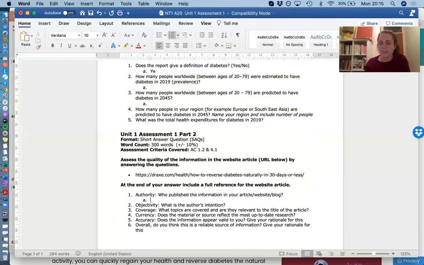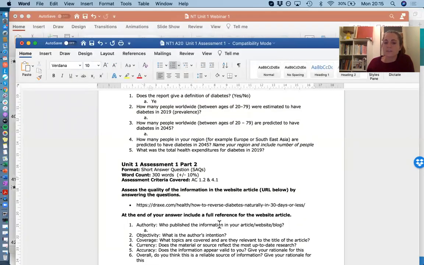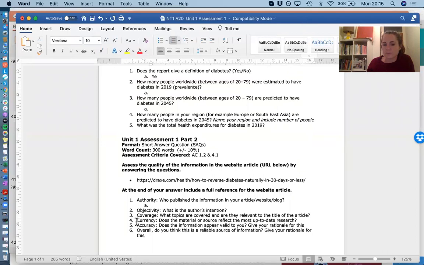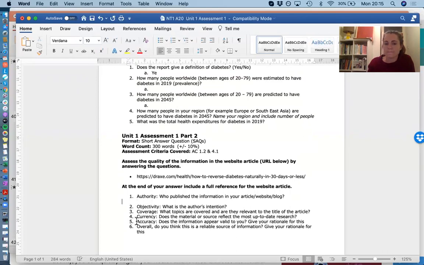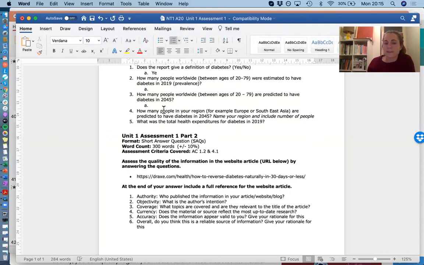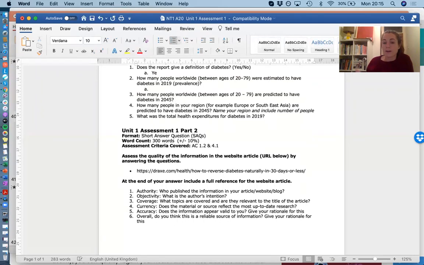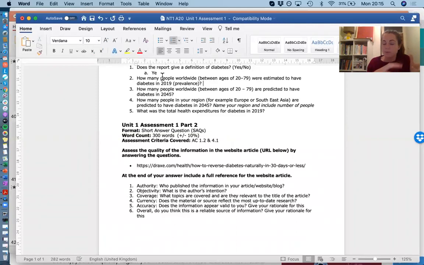Okay, so you just write them in here and just resave it with your name, for example, Moira Brown, NT1, A20, Unit 1 Assessment 1. Or Agnes, or Fernanda Thompson. Put your name on the document, and write your assessment onto it. So when you're submitting your piece of work, you just write onto the assessment document itself and submit it.